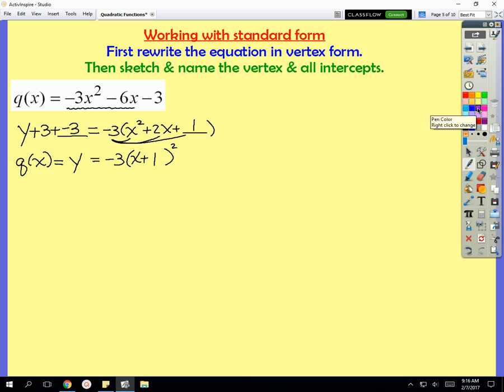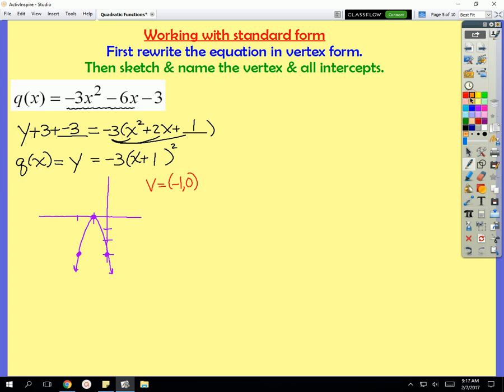I can see that this parabola is going to move left 1, and that's it. It doesn't move up or down. The a value is -3, so I'm going to go out 1, down 3 on both sides. Hey, I like that because going out 1, down 3 just gave me the y-intercept. So this one's going to be super fast because everything I need is already visible. The vertex is at (-1, 0).